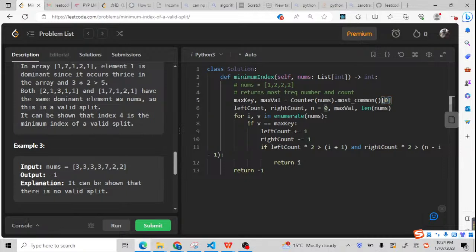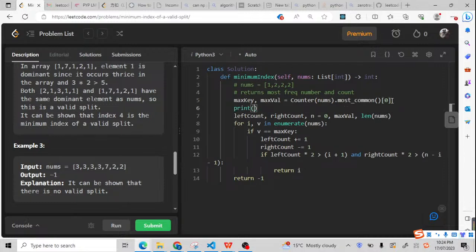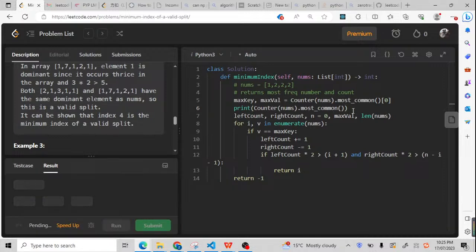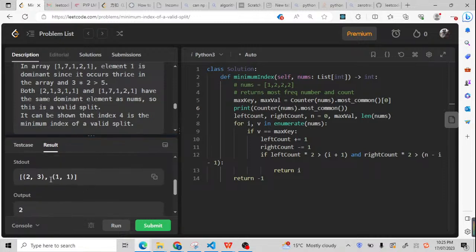So index 0 is the first frequent number. If you print this most frequent, you will see what's inside. Basically, it's an array of tuples. Now let me run it to check what's inside most_common. It's a very good method. I didn't know Python has this method. So we get the most frequent: the number is 2. How many? 3. So I just need the max k and max value. I know my k is 2 and my value is 3. It means I have 3 of number 2.